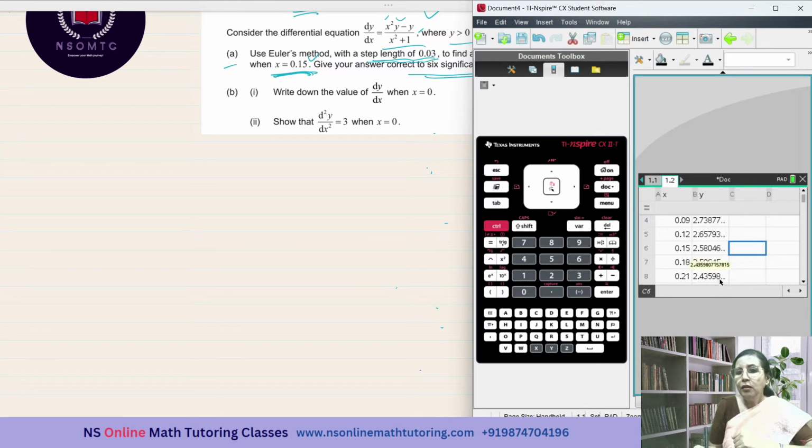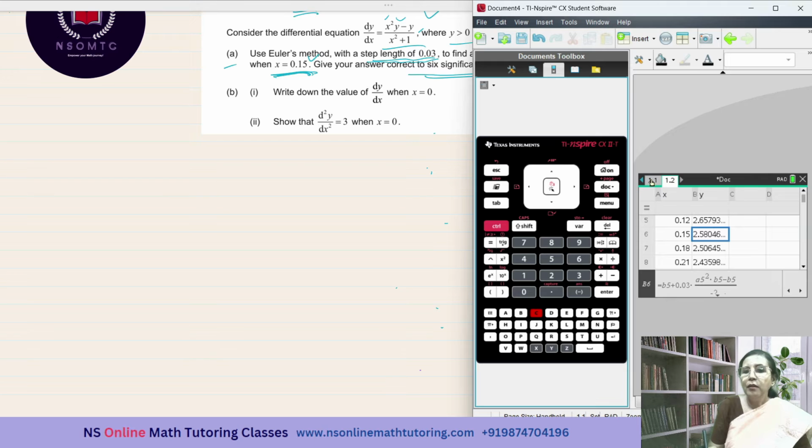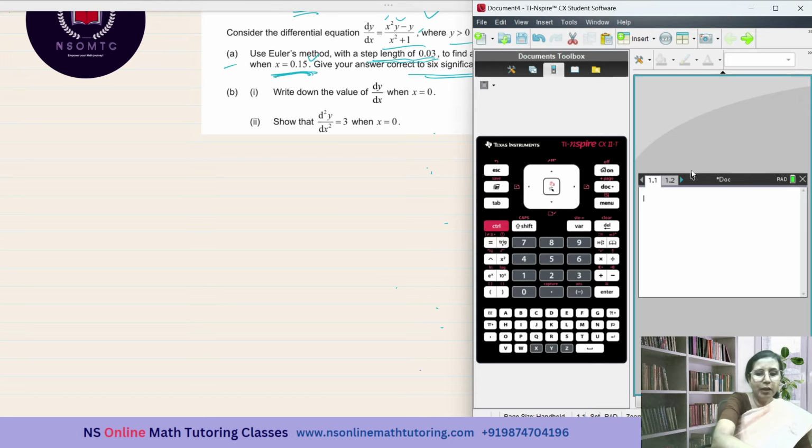I want just this one. Okay, Control C. And I come to the calculator page and I'm doing Control V. I could have used this keypad also. You see, now we have got the entire value. What is the next digit after 2.5804 6? It is just 1. So the answer that they have displayed is correct to six significant figures.